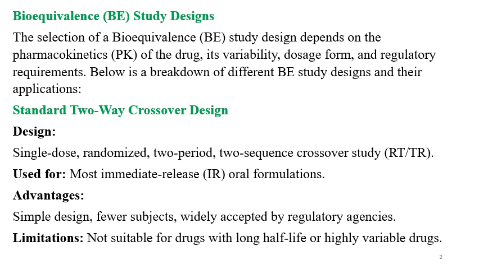First is standard two-way crossover design, and in this design, two groups are made for the patients to receive the test product and the reference product. The design is single dose, randomized, two period, two sequence crossover study, and two groups are made. One group receives the reference and another group receives the test, and it is crossover. Then the first group receives the test and the second group receives the reference formulation.